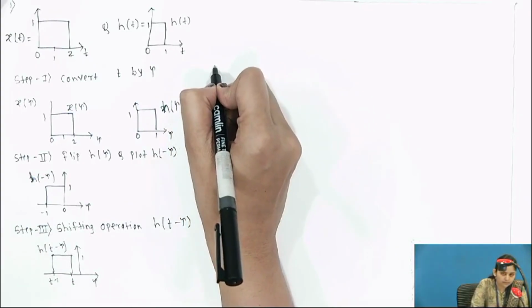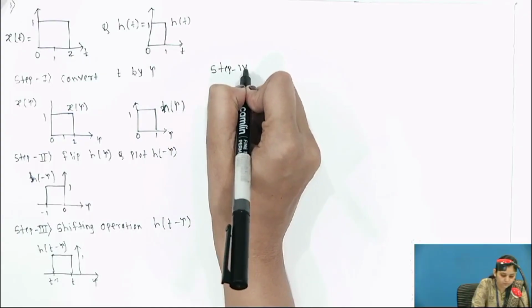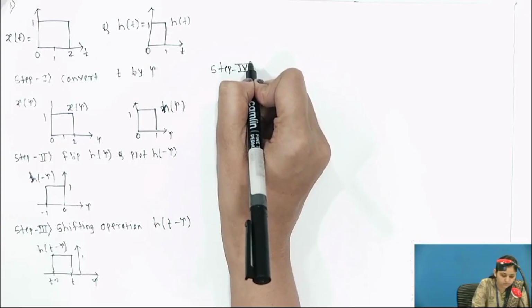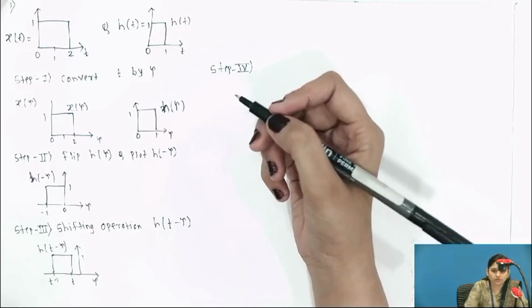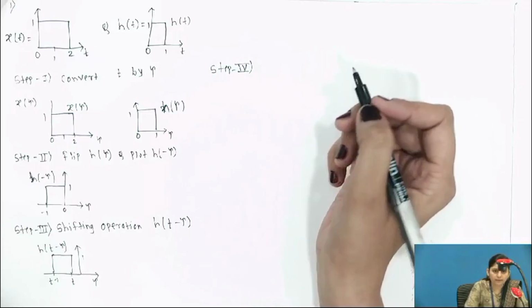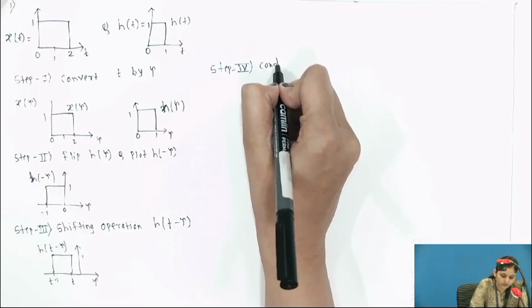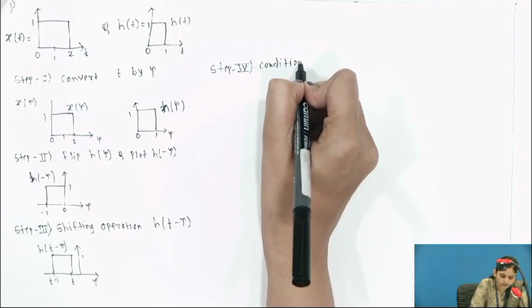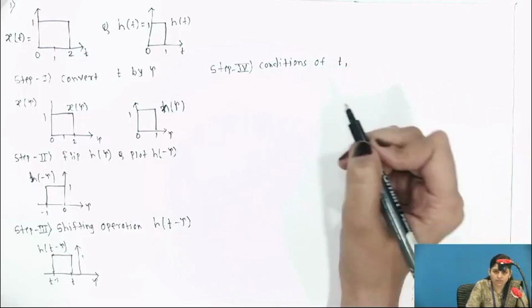Now step number 4. In step number 4 we have to check the different conditions of t to find out the overlapping region. So first of all we check the conditions of t to find out the overlapping region.